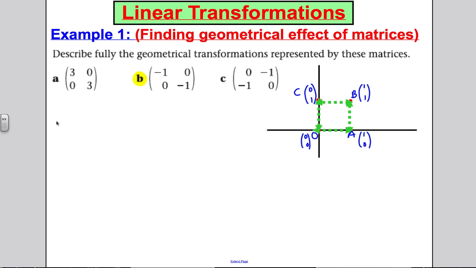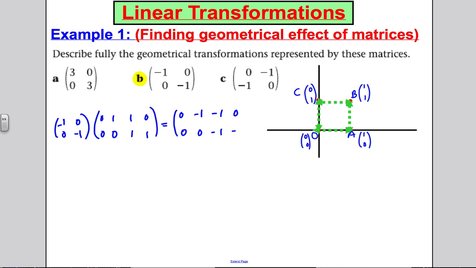Well, if you took this matrix, -1, 0, 0, -1, and you multiplied it by 0, 0, 1, 0, 1, 1, and 0, 1, hopefully with a bit of luck you realise you got yourself 0, 0, you got yourself -1, 0, you got yourself -1, -1, and you got yourself 0, -1. Okay, what does this image look like?